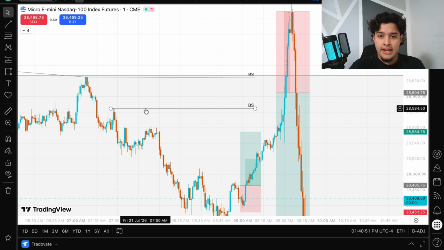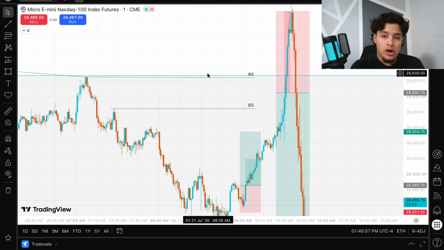We ran this buy side, we ran this buy side, and we ran the other buy side. That means all external buy side liquidity has been hit, and the market likes to ping pong, as you can tell.